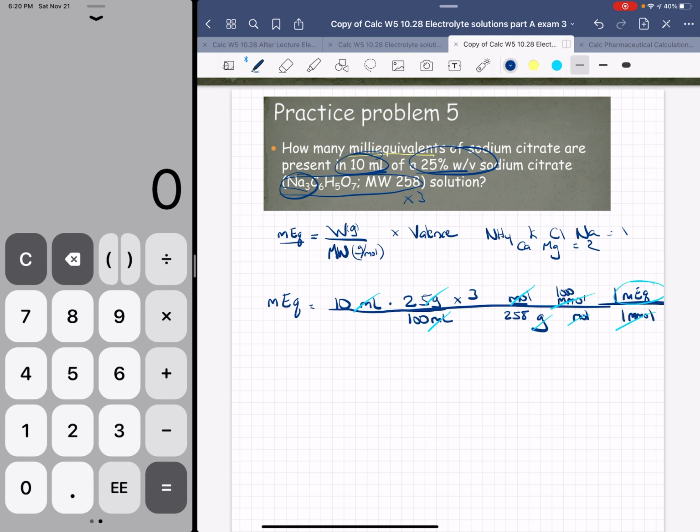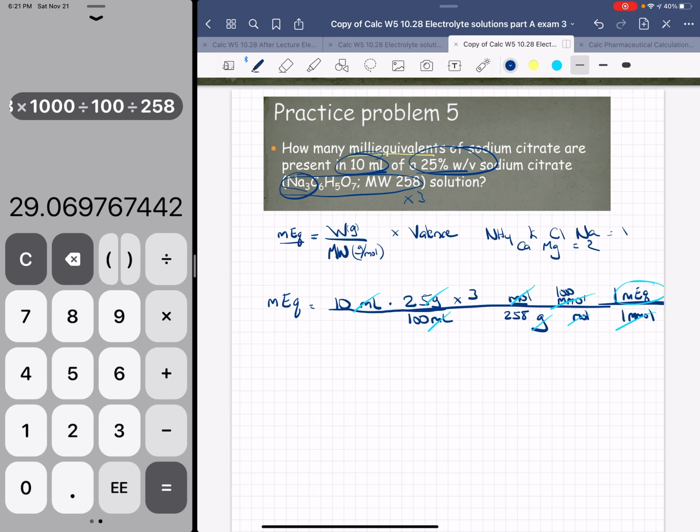And then let's just stick it in and do some math. We have 10 times 25 times 3 times 1,000. We're going to divide that by 100 and divide that by 258, and that's it.